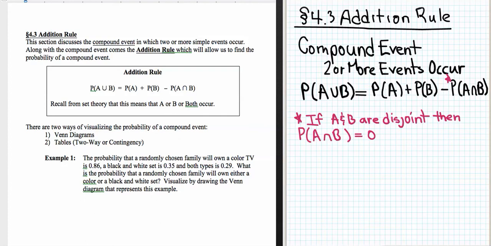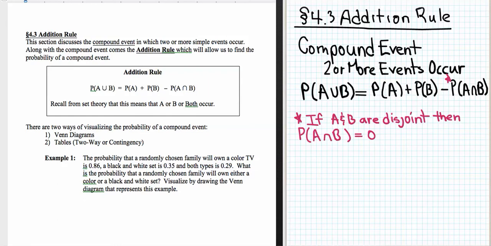Next, we're going to discuss the addition rule. This section is sometimes also considered to be about compound events in which two or more simple events occur. So the addition rule says that the probability of the occurrence of two or more simple events is going to look like the probability of A union B is equal to the probability of A plus the probability of B minus the probability of the overlap, the intersection of A and B.